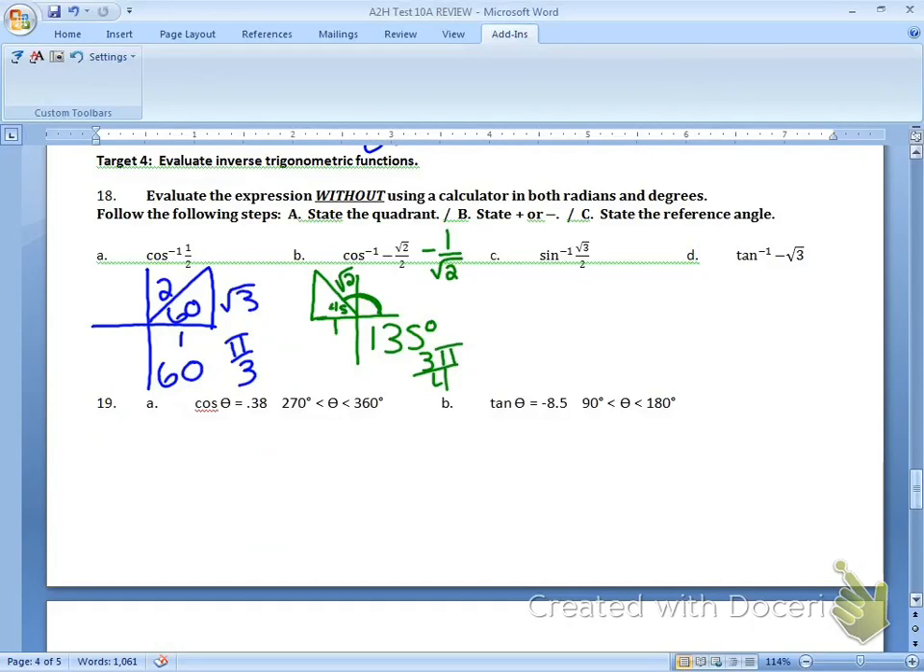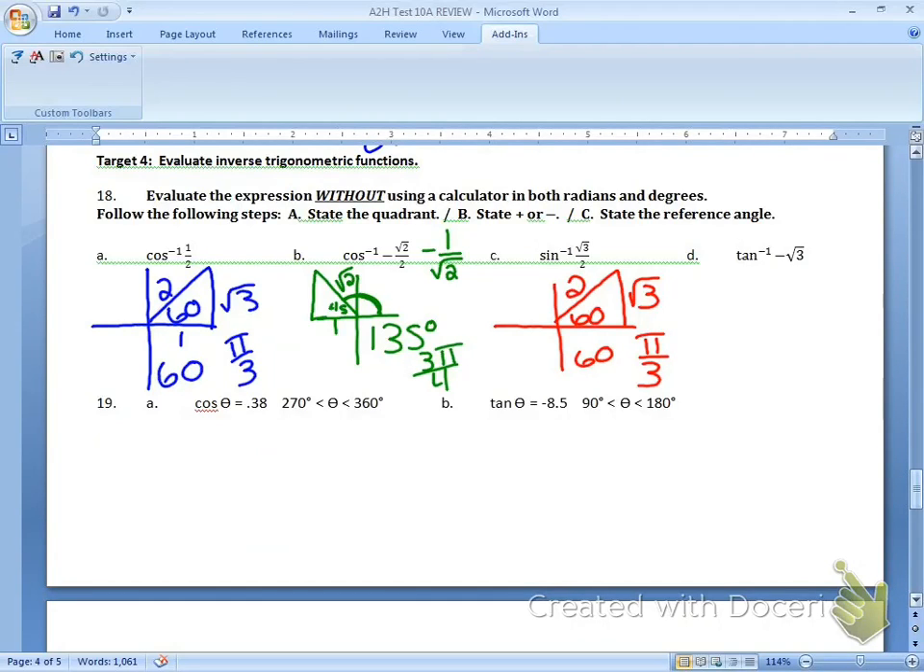Okay, the sine of root 3 over 2. Sine is positive in the first quadrant. Sine is opposite over hypotenuse, so the opposite is root 3. The hypotenuse is 2. That reminds us of, oh yes, that is a 60-degree angle as well. So this is 60 degrees and pi over 3 again.